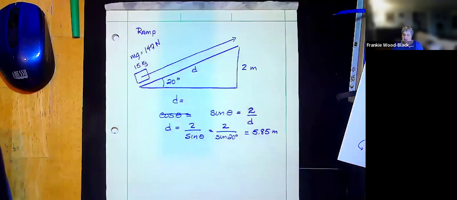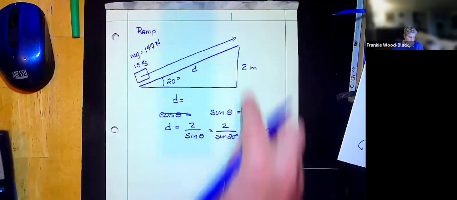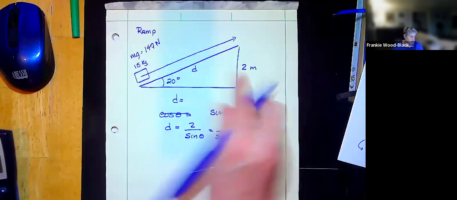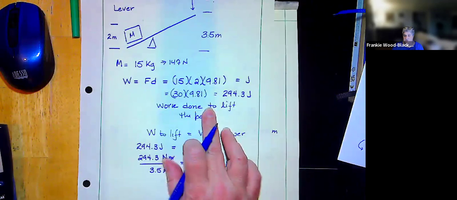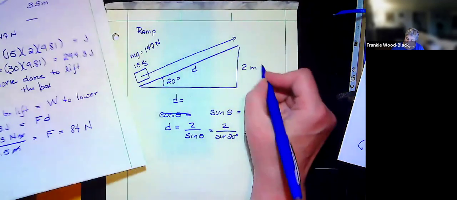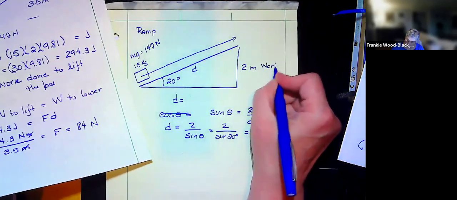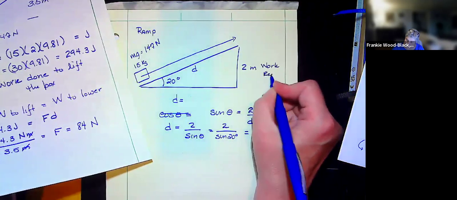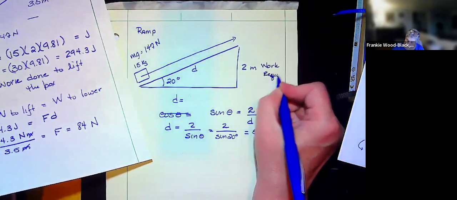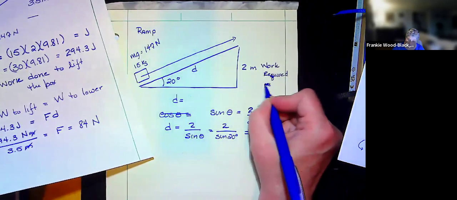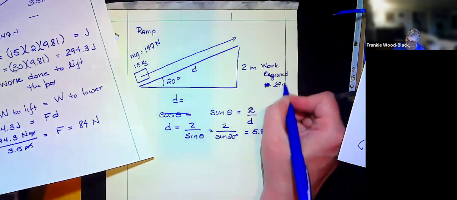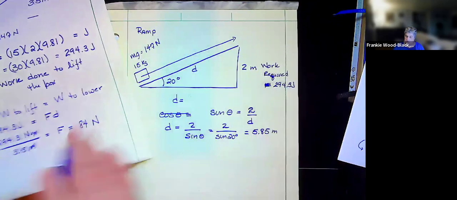If this is my 15 kilogram mass, which we already know that mg is going to be 147 newtons. We already figured that out. We already figured out what this work was because we did the same thing, right? We know because that's the number that we just used here. The work required is going to be 294.3 joules.